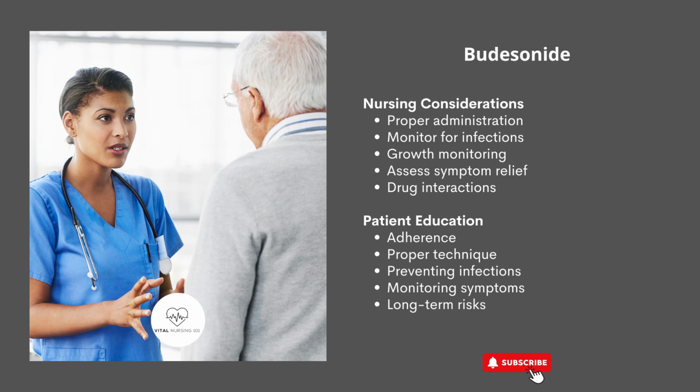Monitor for infections. Assess for signs of local or systemic infections, especially in immunocompromised patients. Growth monitoring. Regularly check growth parameters in pediatric patients on long-term therapy. Assess symptom relief. Evaluate the effectiveness of the medication in controlling asthma, COPD, or IBD symptoms.